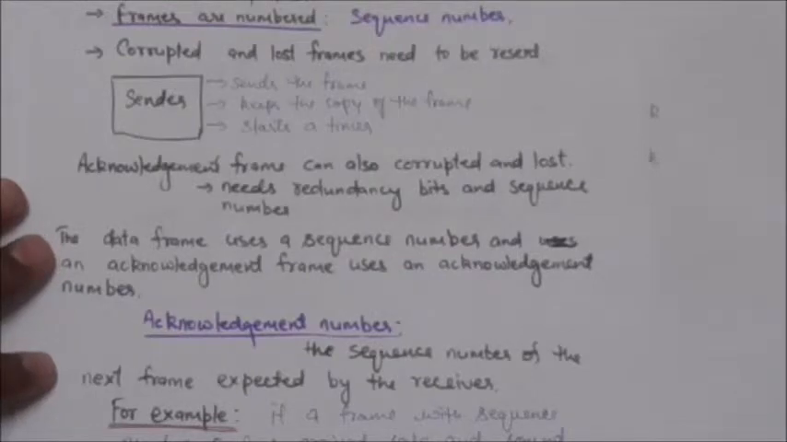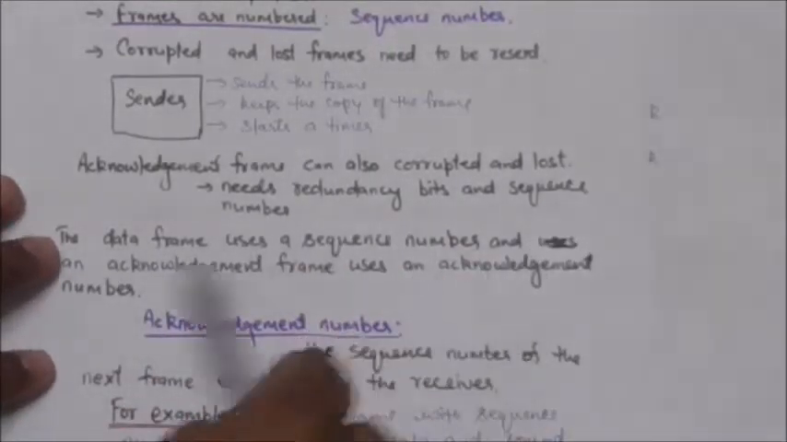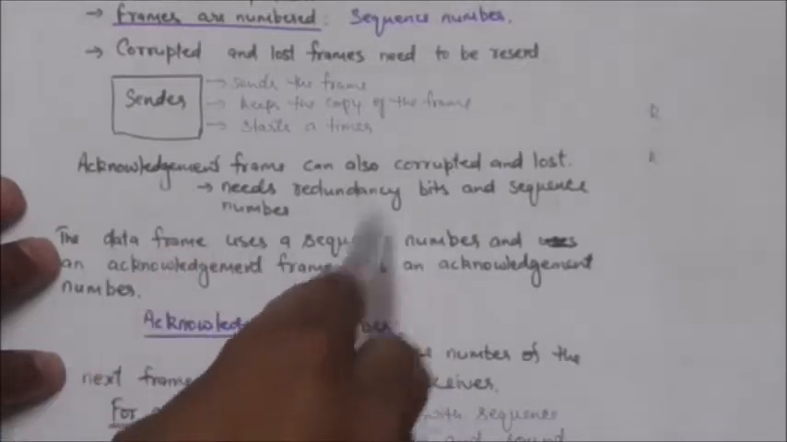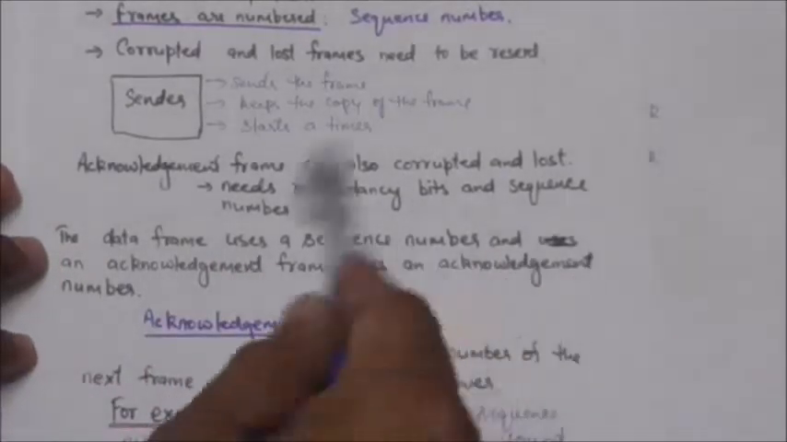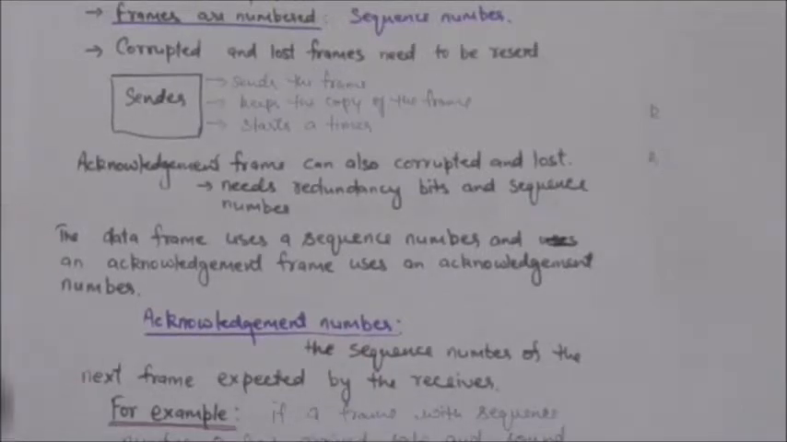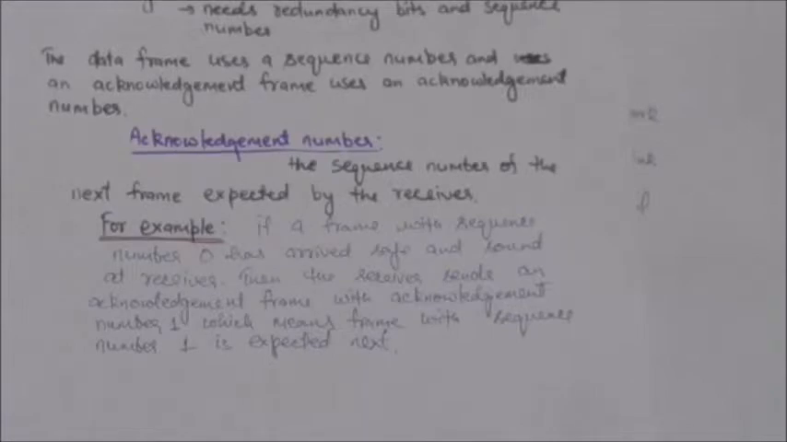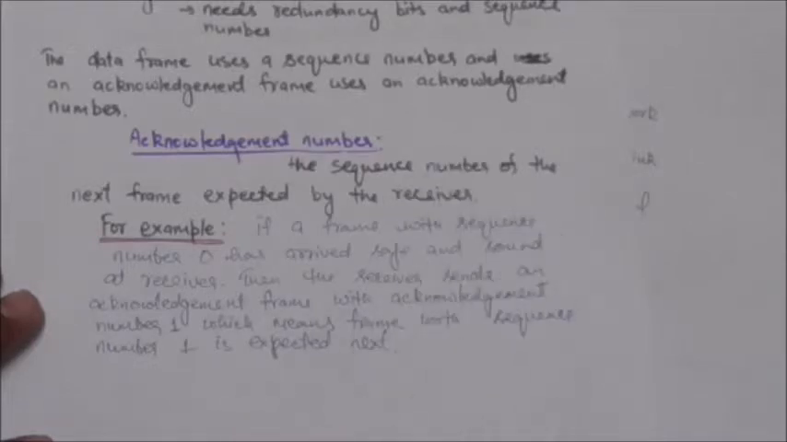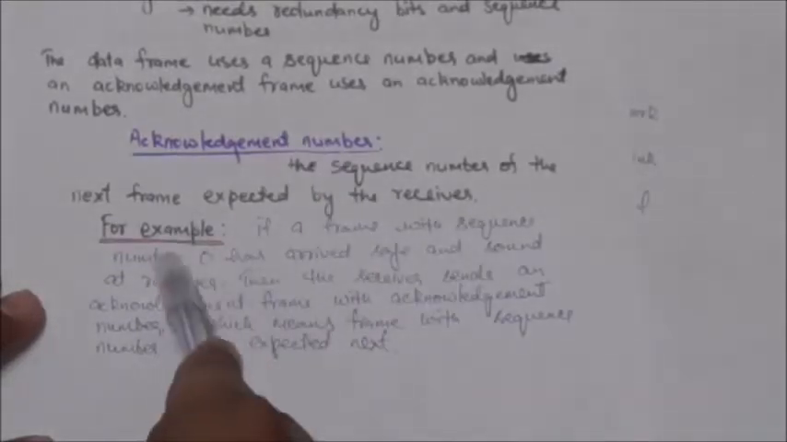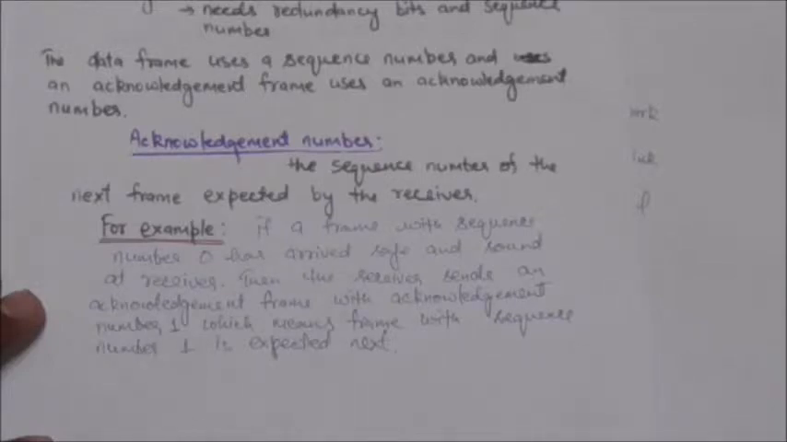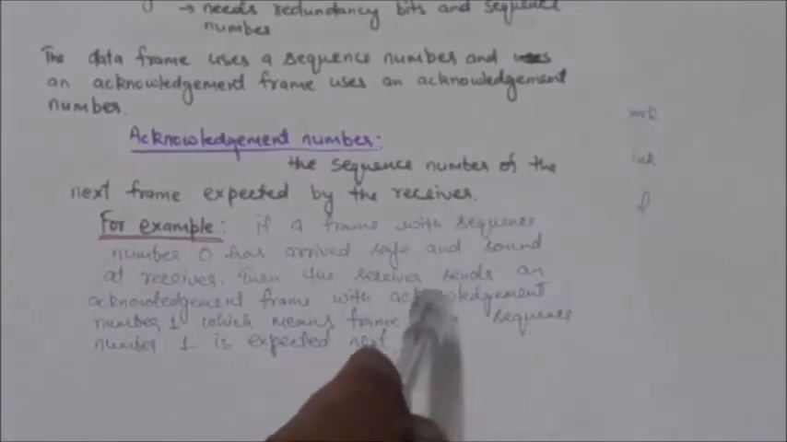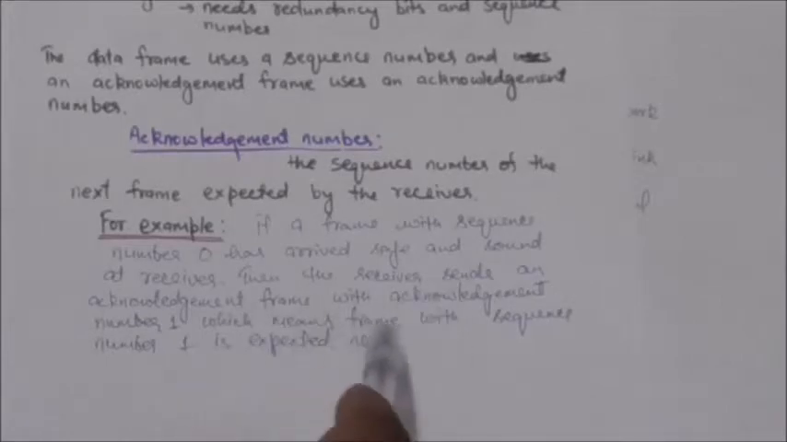The data frame uses a sequence number and an acknowledgement frame uses an acknowledgement number. Now what is this acknowledgement number? The acknowledgement numbers always announce the sequence number of the next frame expected by the receiver. For example, if the frame with sequence number 0 has arrived safe and sound at the receiver, then the receiver will send an acknowledgement frame with acknowledgement number 1, which means that the frame with sequence number 1 is expected next.